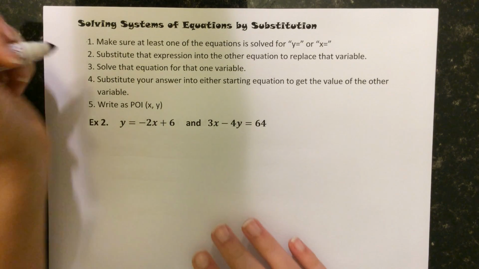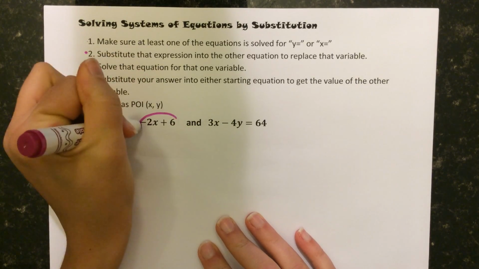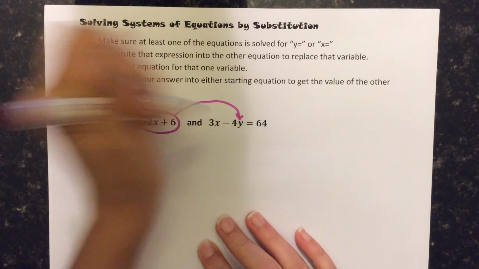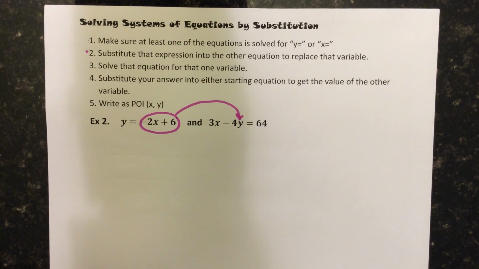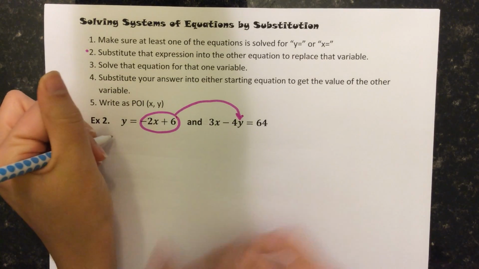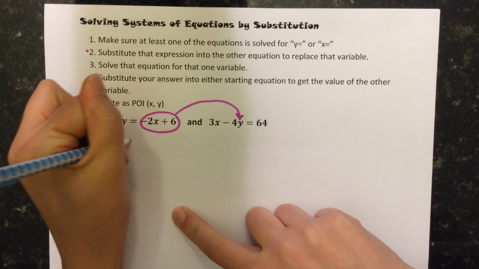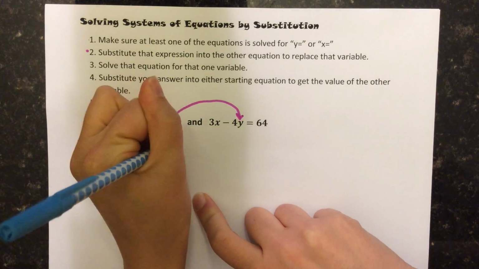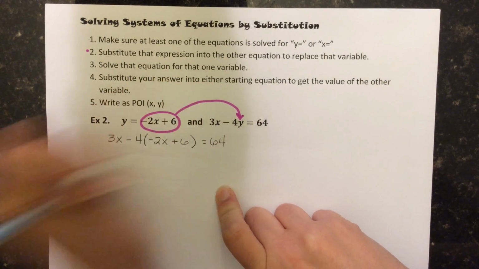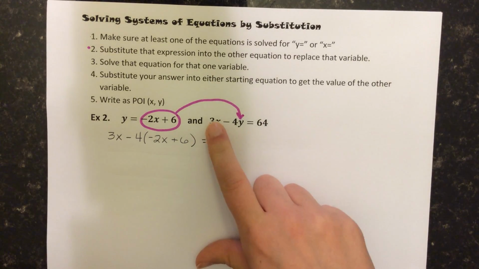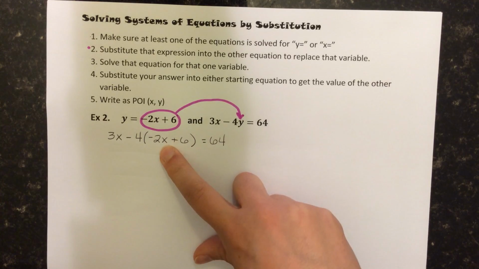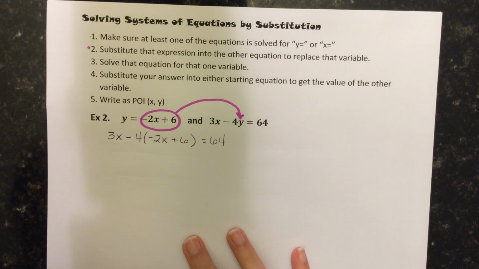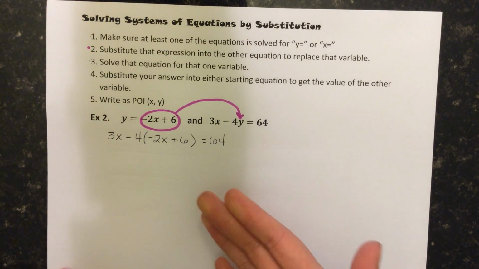Step number 2 says to substitute that expression right here into the other equation. So all I'm going to do is throw that in where I see a y. So this right here becomes 3x minus 4 parentheses negative 2x plus 6 equals 64. So I just wrote this down, but I didn't write a y. I wrote my y equals part instead. Step 3 just says to solve that equation for that one variable. I'll be solving for x.